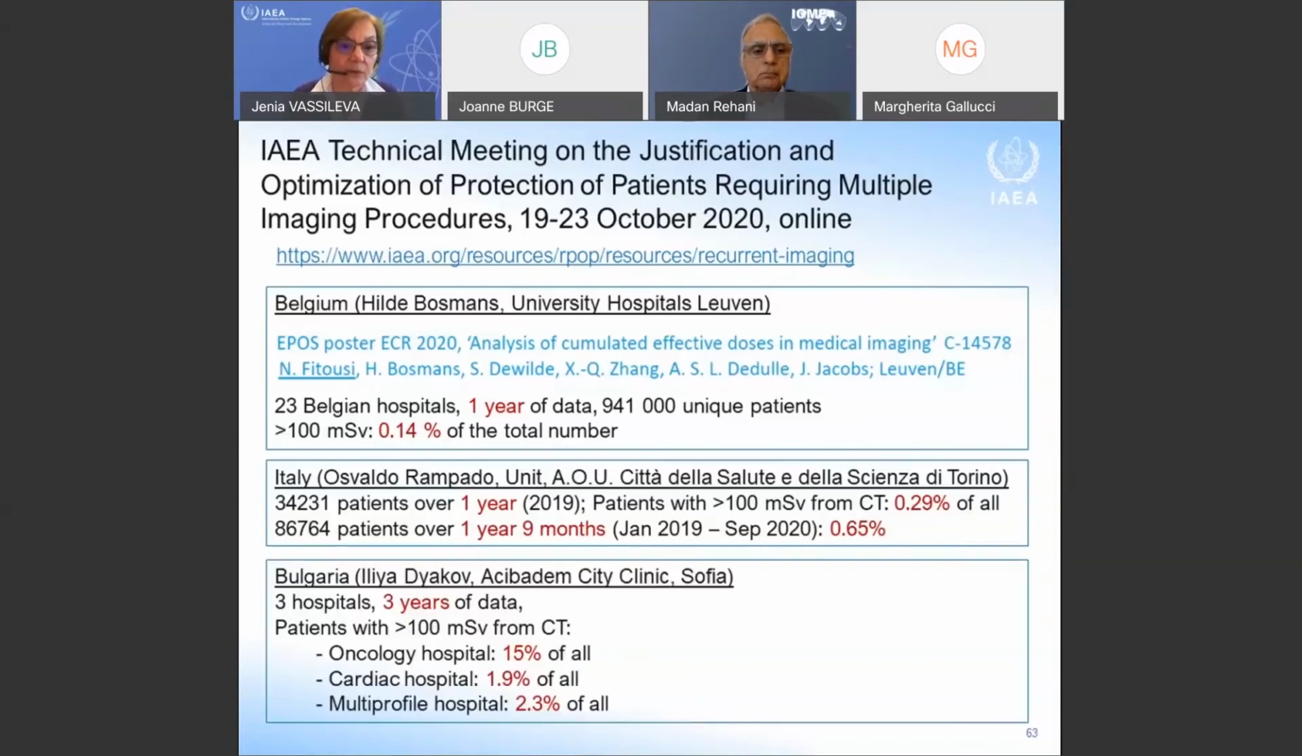Also data from Bulgaria, from 3 hospitals, depending on the profile of the hospital: the highest percentage in a hospital with an oncology profile, 1.9% in cardiac, and 2.3% for a multi-profile hospital. This is for 3 years of data collection. So yes, variations exist, but all these data coming now, and more publications coming, show that the estimate we made at a global level could be probably relevant.